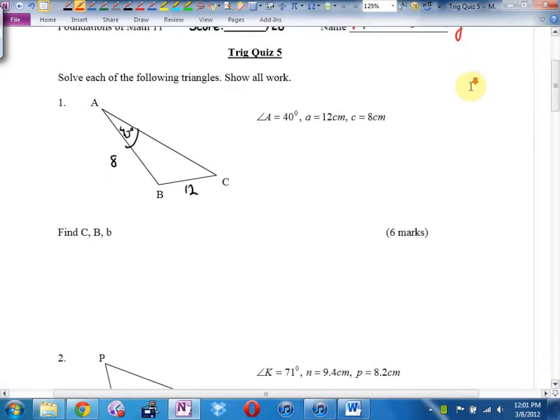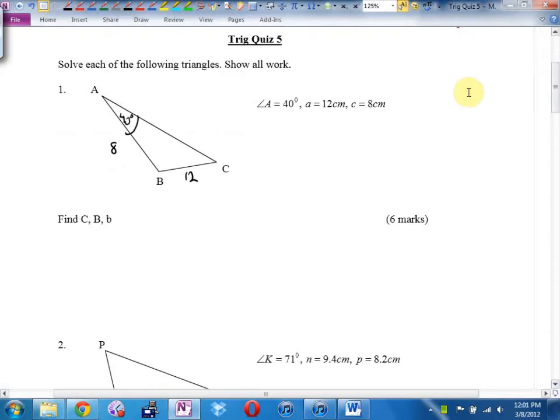It says solve each of the following triangles. Aaron, when they say solve, what they really mean is find everything. Well, I already know angle A and little c, so I'm not going to bother finding those. But basically, in a triangle, if I know 3 of the 6 things, 3 angles and 3 sides, I can usually find the other 3. If there's a right angle, SOHCAHTOA, Pythagoras. If there's not a right angle, sine law, cosine law.